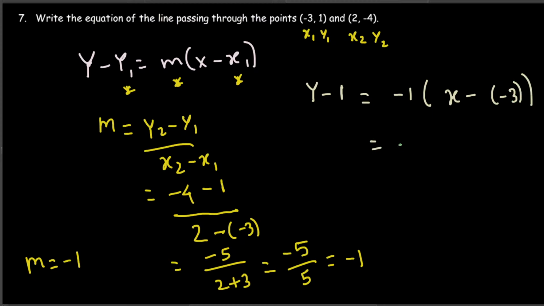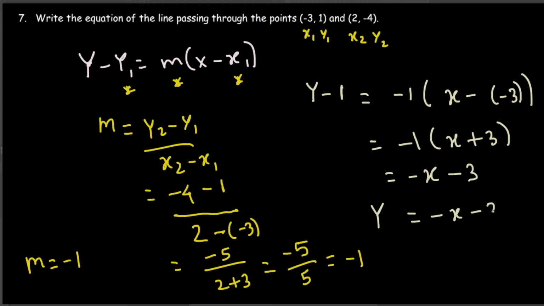Let's simplify this one. Negative 1 times x plus 3, and if I multiply everything by negative 1, this is going to be negative x minus 3. And we have y minus 1 right here. So if I bring the 1 to the other side, that's going to be plus 1. So y is equal to negative x minus 3 plus 1. That's going to give us y is equal to negative x minus 2, and this is our final answer.